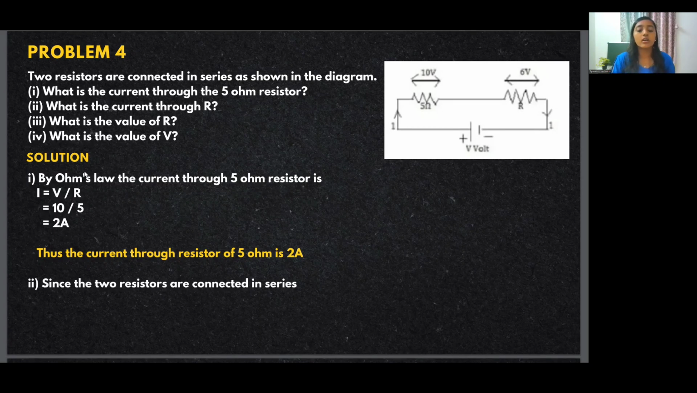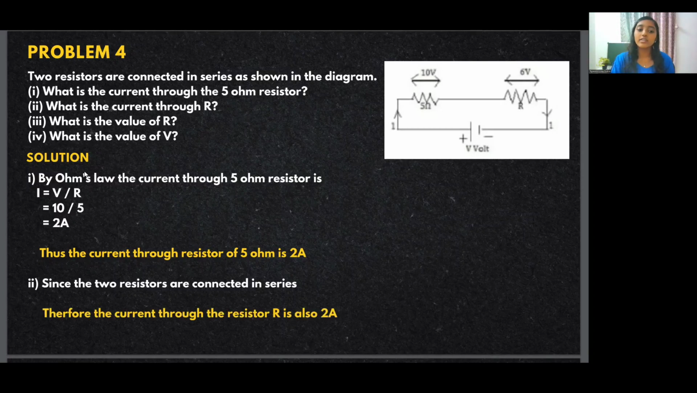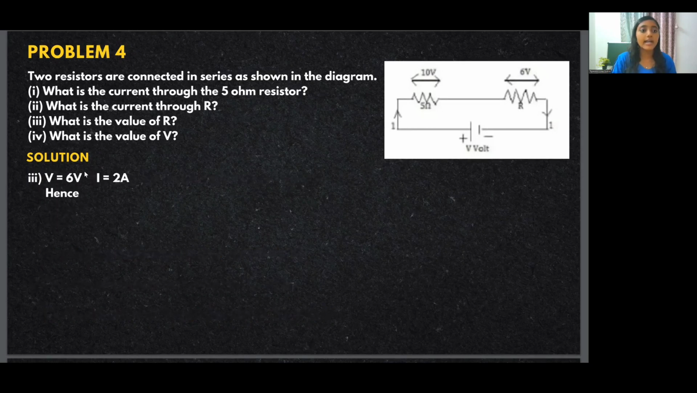The next question is, what is the current through R? Since the two resistors, as you can very clearly see in the diagram, are in series with each other, the current through the resistor R is also 2 amperes. I hope you know all the properties of series and parallel connection. You just need to remember that, and then it becomes very easy for you to solve the questions, right? Now, the third bit is, what is the value of R? They're asking the value of the second resistance. We know the voltage across the R ohms resistor. We know the current passing through the R ohms resistor.